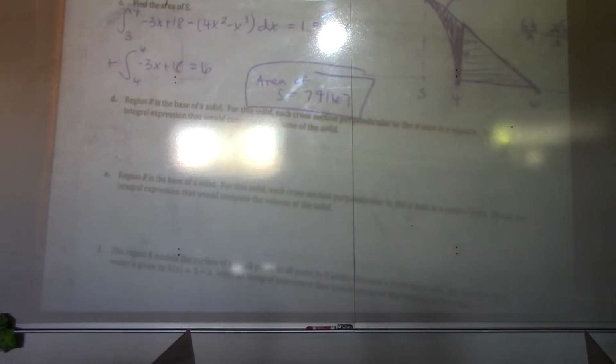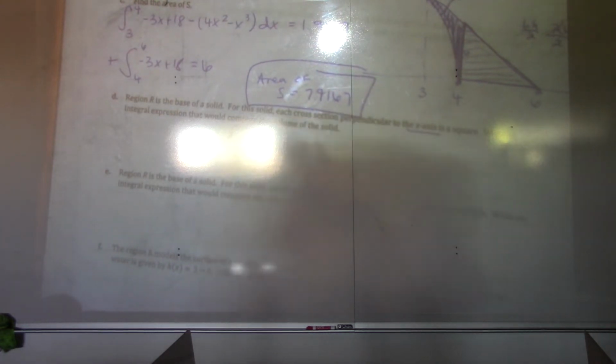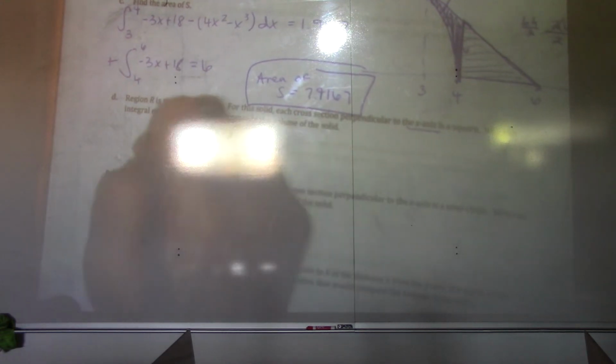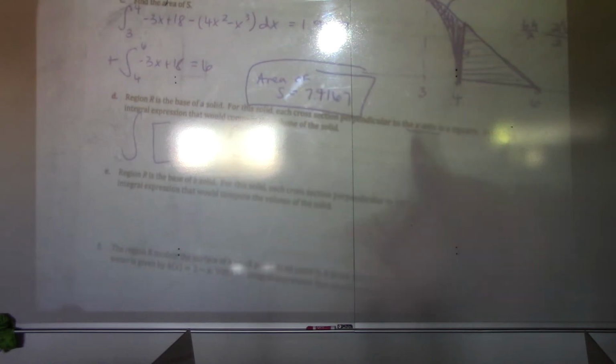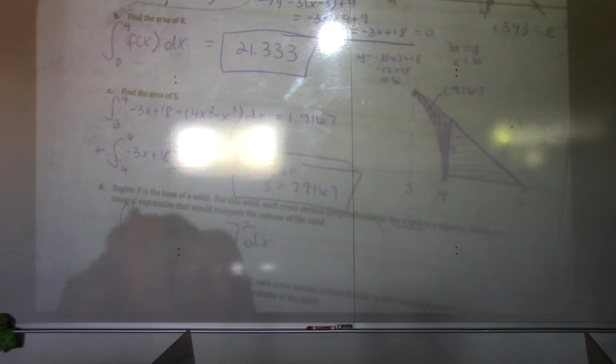Okay, dr is the base of a solid. For this solid, each cross-section perpendicular to the x-axis, dx, is a square, so I'm going to have something squared. I should not have a pi here. I'm doing it in terms of x. We're talking about region R, so I'm going to go 0 to 4.